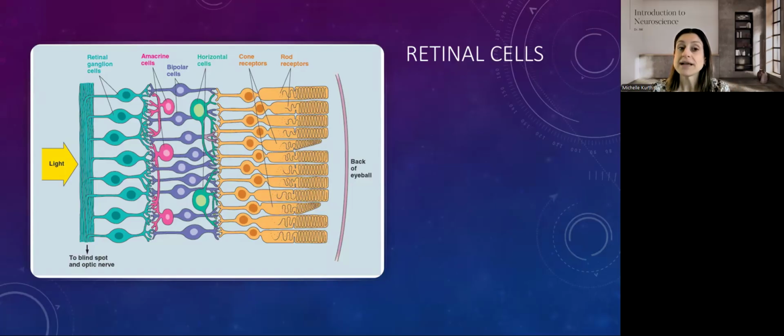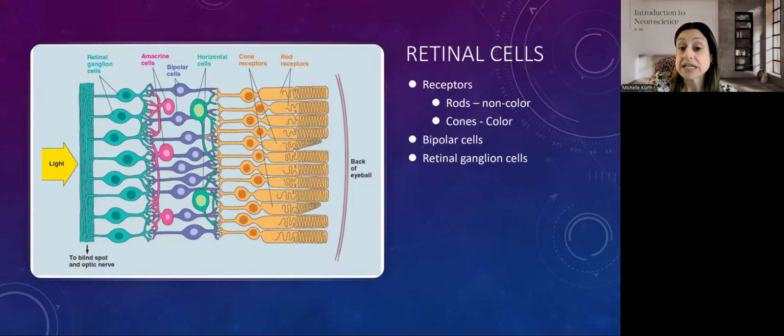Now, the retina is actually packed with very specialized cells called receptors. There are rods, which help us see in low light, but only in black and white. It's non-color. We also have the cones, which allow us to see color as well as fine detail. So these signals get passed along to bipolar cells, and then they go to the ganglion cells.